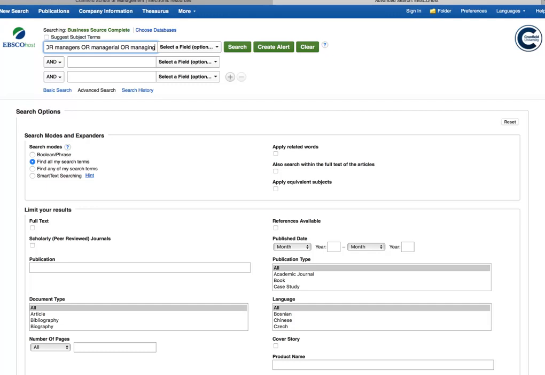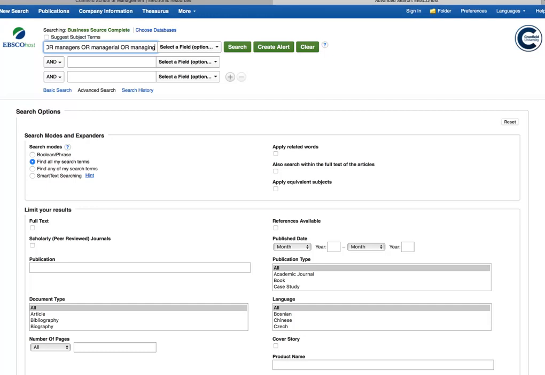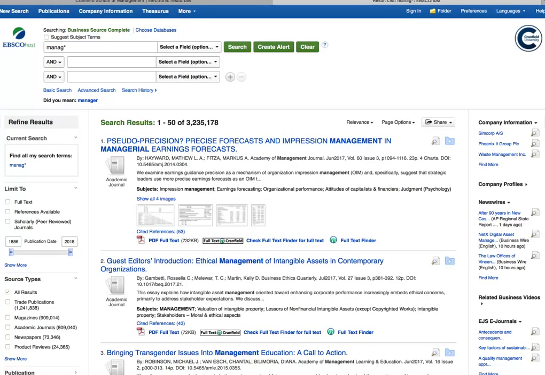You could combine these with the OR operator. However, a better technique would be to work out which letters appear in all possible forms of the word and add an asterisk wildcard after the last letter that's common to them all. This will find every word which includes the stem of the word, plus any other endings in place of the asterisk. This is known as truncation, and you can expect it to work in the same way in all databases.